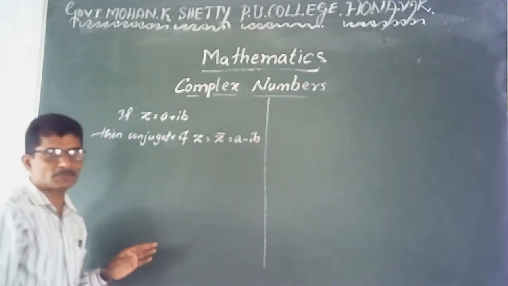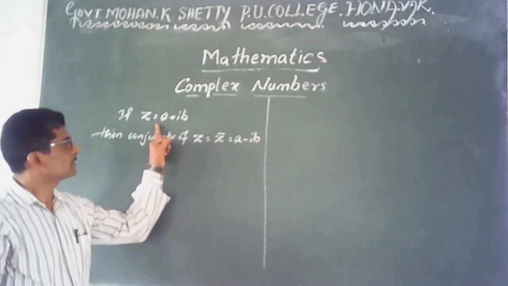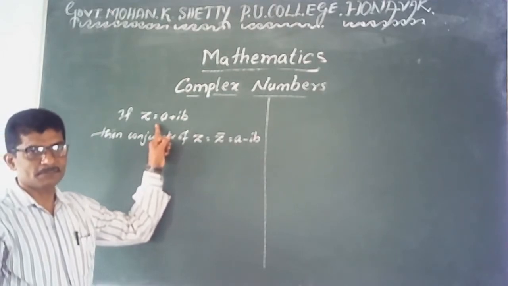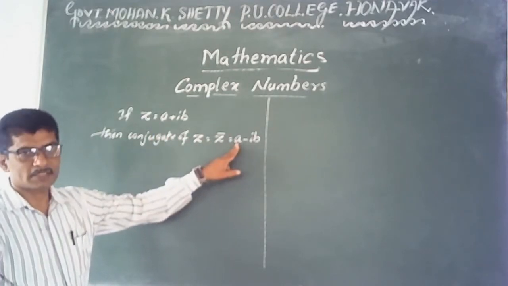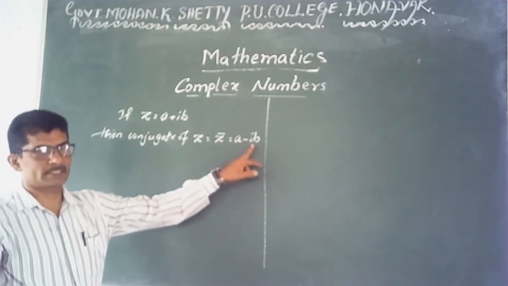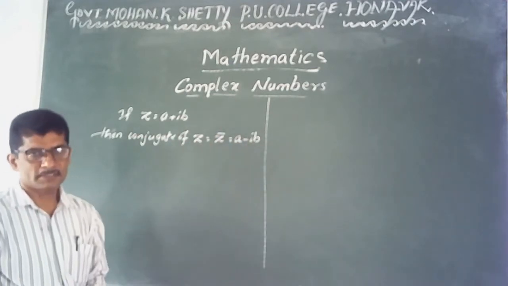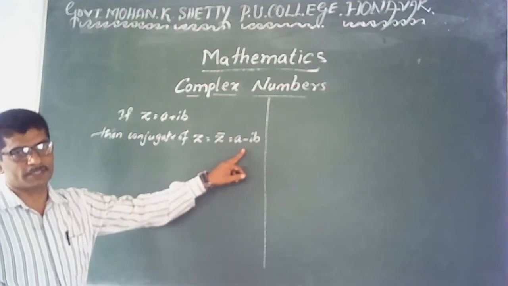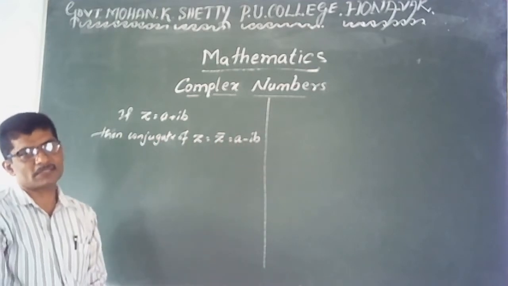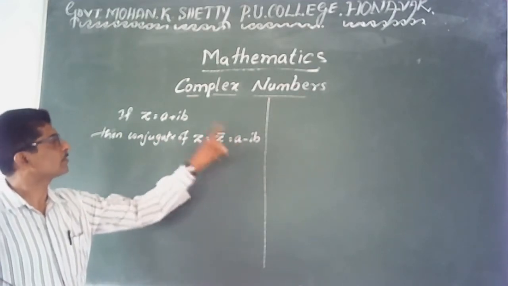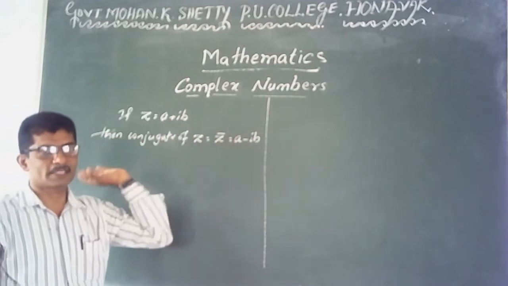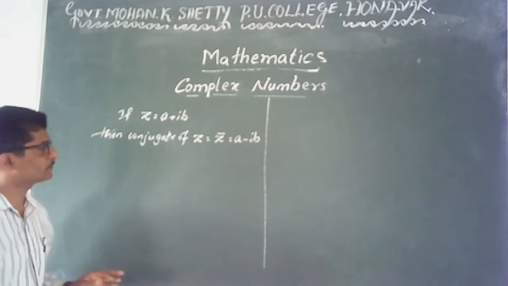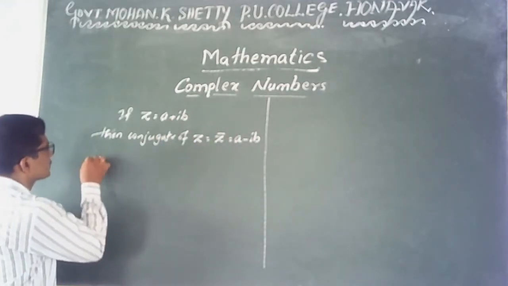We know the definition. z is a complex number a plus ib, then z bar, the conjugate of z, is a minus ib. Also you know that these two are called the conjugate pair because one is the conjugate of the other. Is it clear? Then here you know the first property.